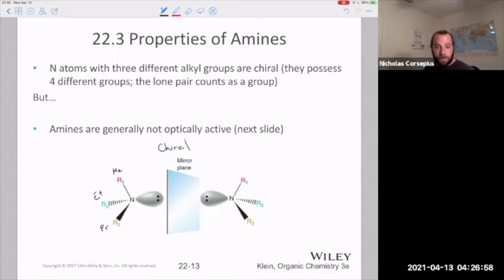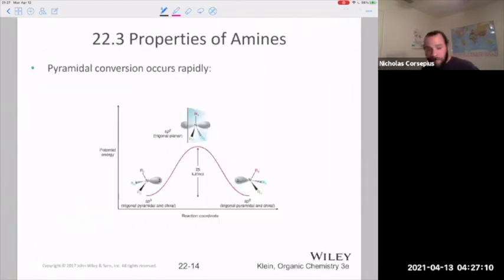And so strictly speaking, if you could freeze time, it would indeed be. But it turns out that amines are not optically active. So it means that they're not chiral. So how the heck does that work? Well, it turns out that amines actually interconvert, kind of flip back and forth, back and forth. This lone pair actually switches sides rapidly, okay?